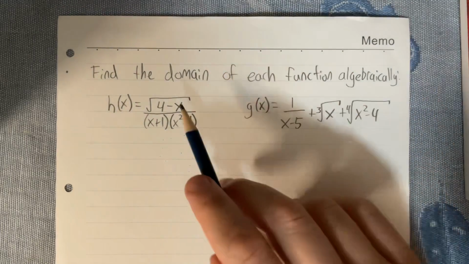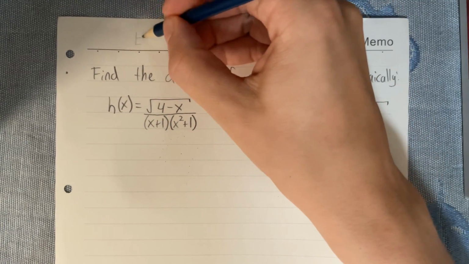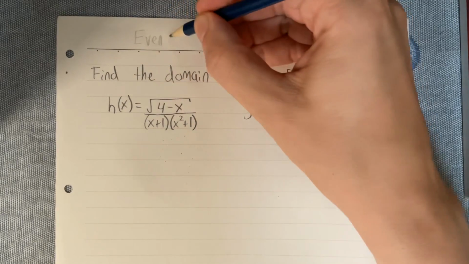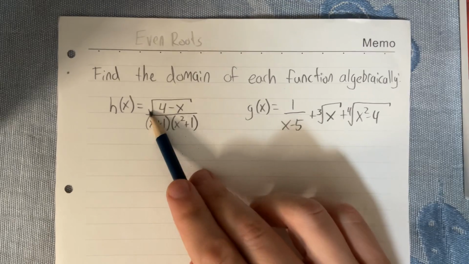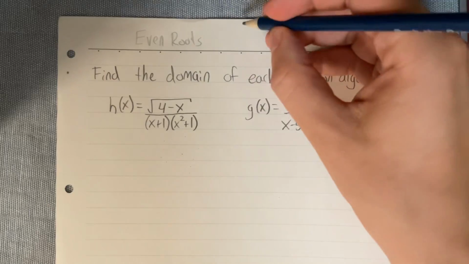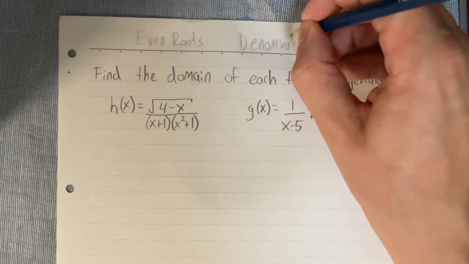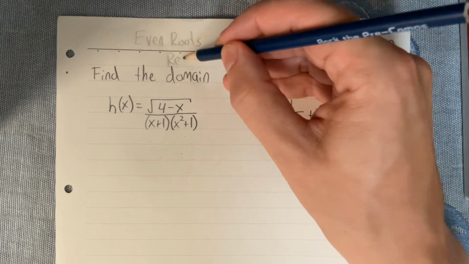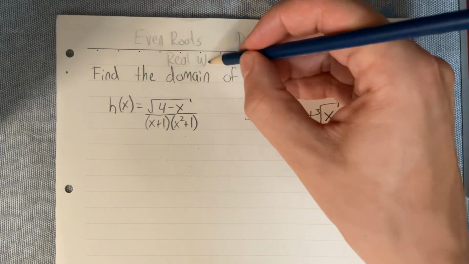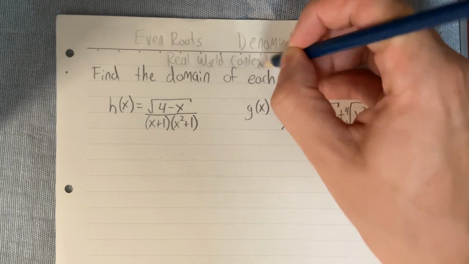All right, so when we're finding the domain algebraically, we care about a few things. We care about looking for even roots, for example, square root or fourth root. And we care about looking at denominators. There's a few more, including real-world context you have to care about. I'll explain that more at the end of the video. And, well, let's get to the point.